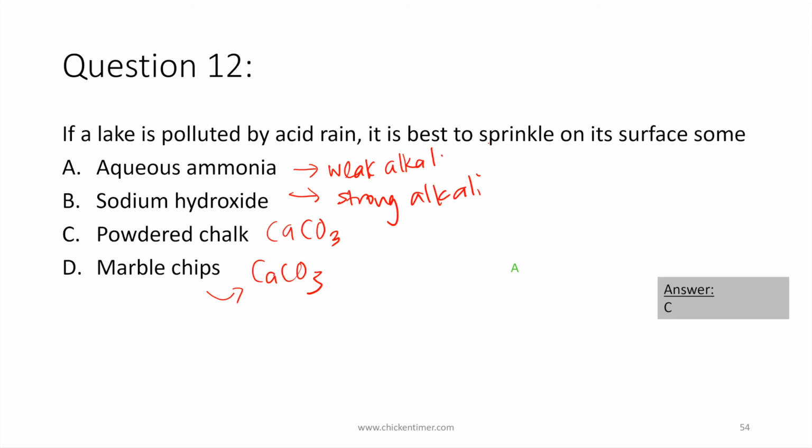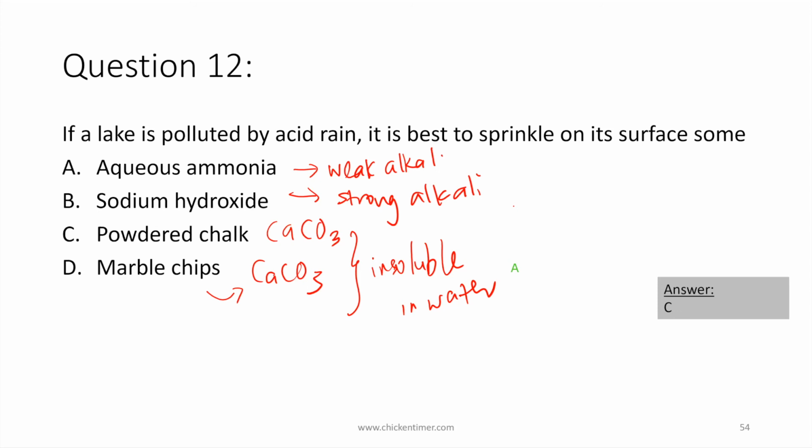Whereas C and D, powdered chalk and marble chips, are all calcium carbonate. They are insoluble in water. What happens when they're insoluble in water is like this. If there's nothing in the lake that will react with the carbonate, the calcium carbonate will just remain as it is, making it easy for you to remove the powdered chalk or the marble chips. So then you can just remove it. It only reacts with the acid.